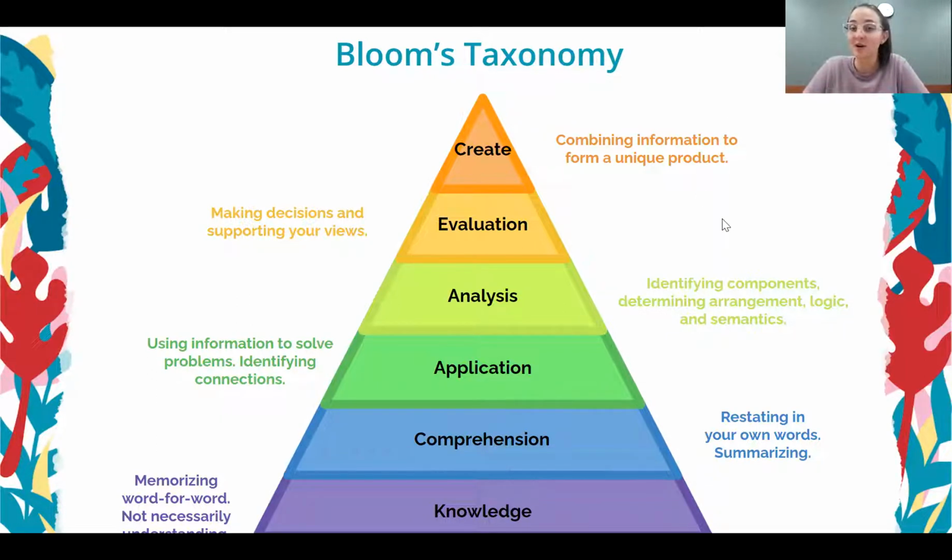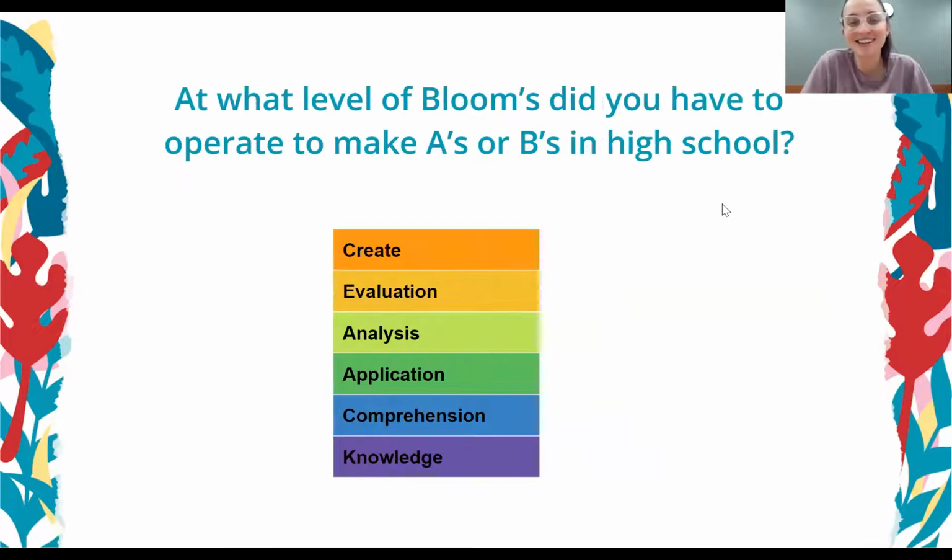So I'm going to ask for a quick participation. If you all can think way back to high school, for some of us that may be further back than others, but at what level of Bloom's did you have to operate to make A's or B's in high school? And if you are here via Zoom, you can either unmute yourself or put it in the chat. If you are here in the Union Den, if you want to shout it out to Paul, that would be great.